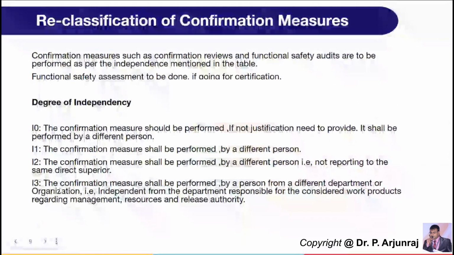The confirmation measurement should be performed, if no justification is provided, by a different person. See, if you are from quality, you can appoint some cross-functional department person to measure it. Okay, and even an external person also. And again you see here, the confirmation measure shall be performed by a different person.